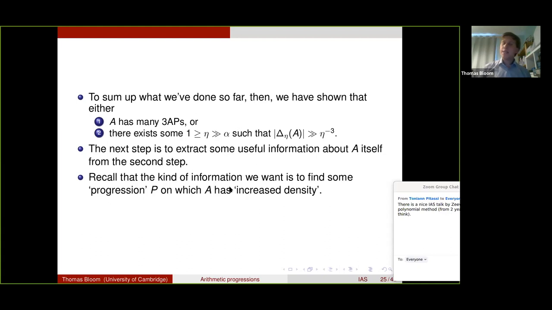And the kind of information that we want to feed into the next step of our iterative argument is that there exists some kind of progression P on which A has increased density. We can't actually do that with arithmetic progressions, or at least one can, but it turns out to be very inefficient. So I've written progression in quotation marks here because you should think of it as some kind of approximate progression, if you like. I'll come on to what that means a little later.